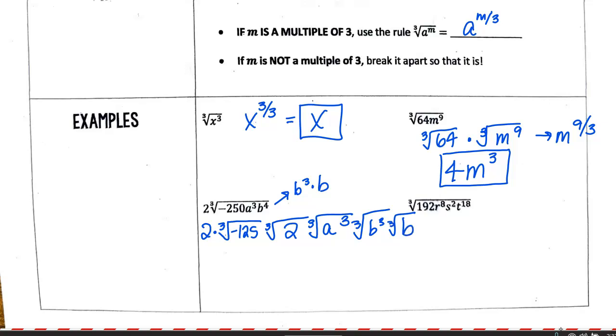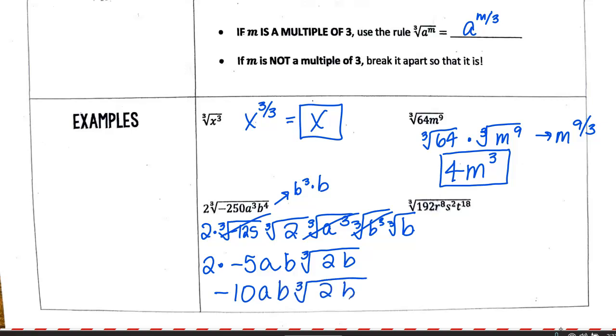All right, let's go ahead and take the cube roots of anything that is a perfect cube. So we have 2 times the cube root of negative 125, which is negative 5. And then the cube root of a cubed is a. And the cube root of b cubed is b. And then we're going to put anything left over in a cube root. So we have 2 and b. And then we're going to simplify. We're going to multiply this 2 times negative 5, which gives us negative 10ab, and then the cube root of 2b.